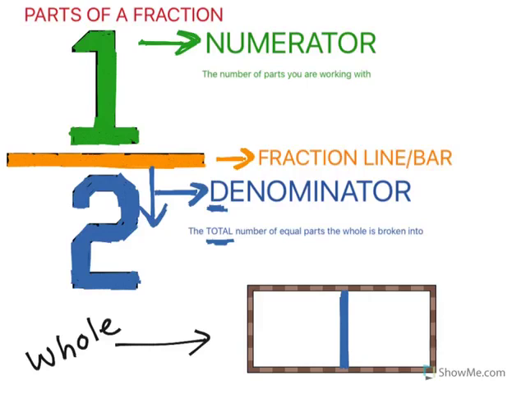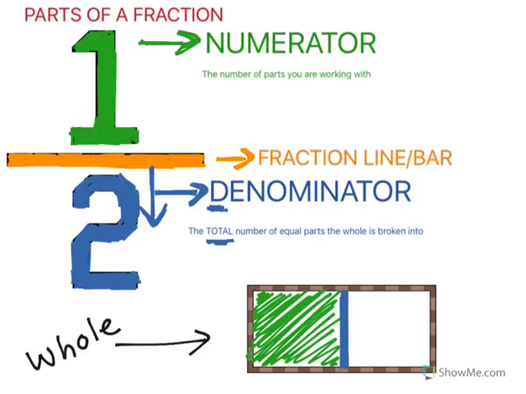So since our numerator says we are only working with one part, because our numerator is 1, I'm just going to take my pen and shade in 1 part. So now we've created a fraction model right here that represents the fraction 1/2. We know it's true because the numerator is 1, and that says the number of parts we're working with. Well, we only have 1 part shaded, so we know that's correct. So we can check off our numerator.